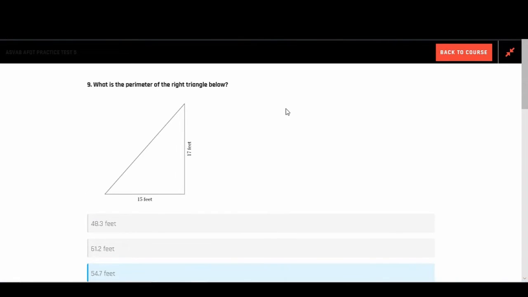Okay, number 9 says, what is the perimeter of the right triangle below? To find the perimeter of any shape, we simply add up all the sides. In a triangle, there are 3 sides, so the perimeter of this triangle is going to be side 1 plus side 2 plus side 3. As you can see, we're given 2 of these sides, so I can plug 15 in for side 1, 17 in for side 2, and side 3 I don't know, but that said, this appears to be a right triangle.